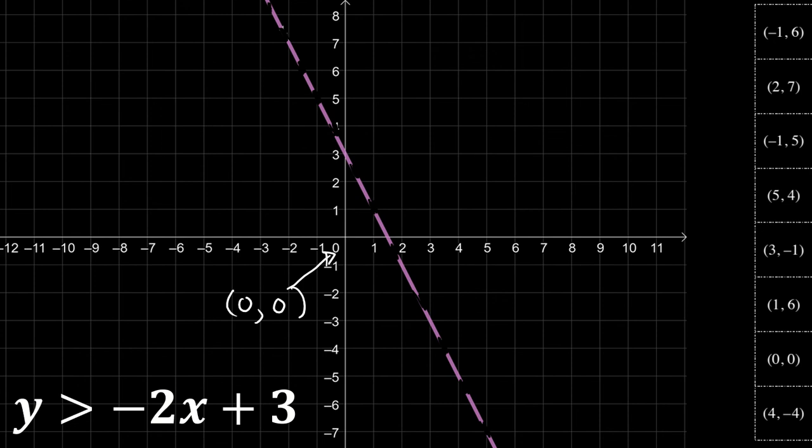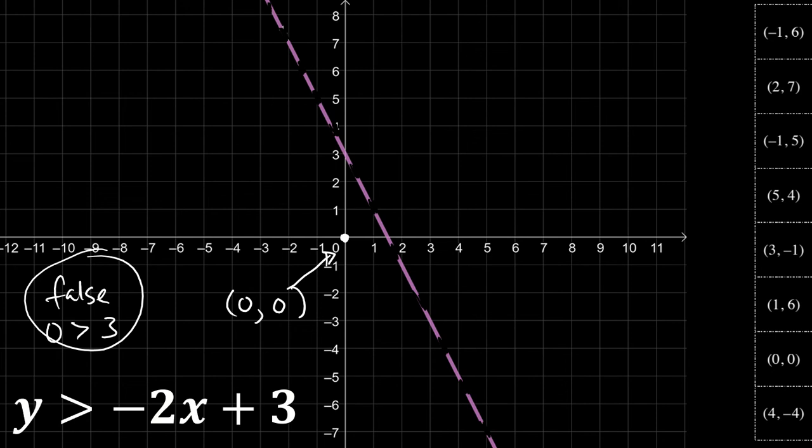So if I plug that in, this statement becomes 0 is greater than 3, which is clearly false. This is not true. So that means that this point is not a solution. What that indicates is that, because I'm either on one side or the other, the other side is probably a solution.